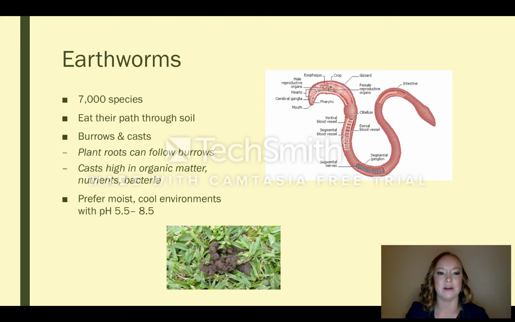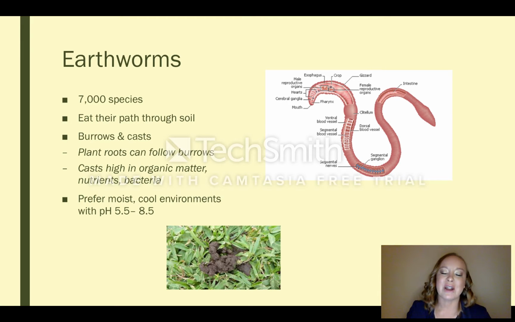And these burrows are helpful for plants who want to grow roots and get access to more water or nutrients in the soil profile. And then also, after they eat their way through the soil, they have excrement that comes out the other end, and these are called casts. And I've included a picture of casts at the bottom of the screen. You've probably seen this in your front or backyard or at a local park.